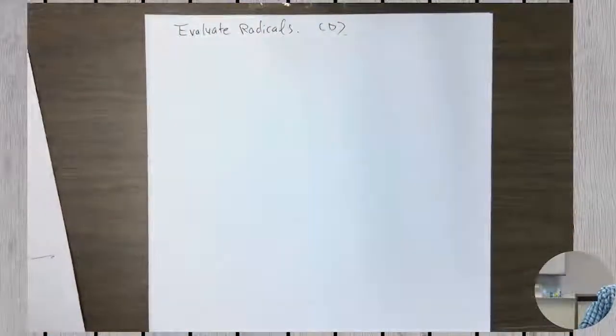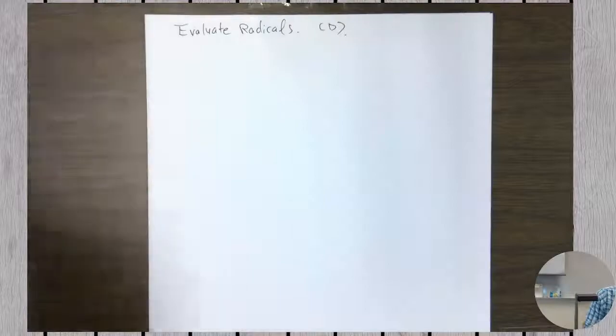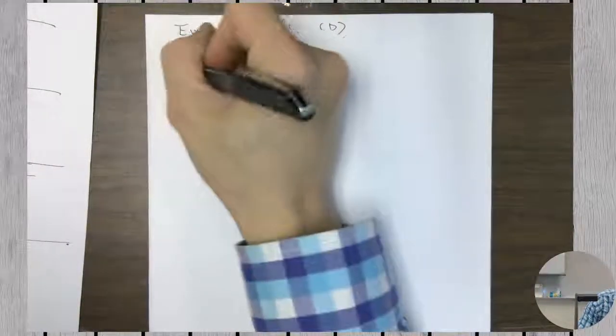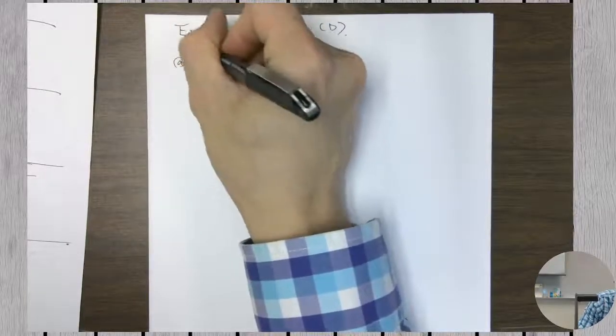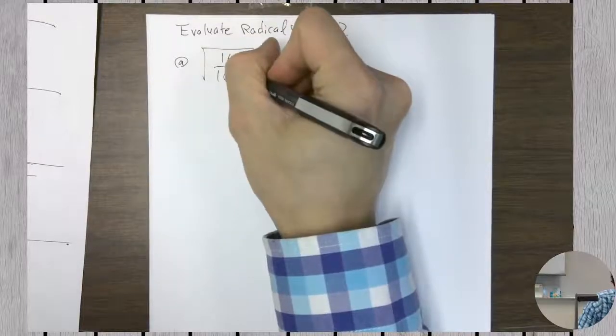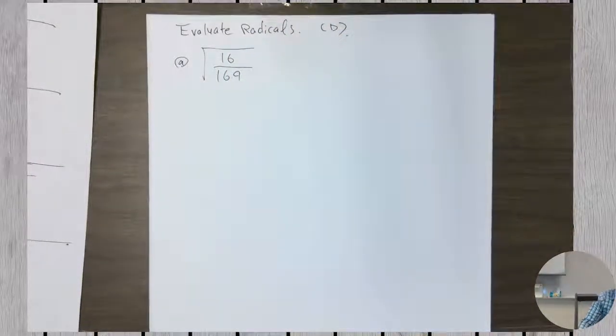So I'm just going to work through some of the questions you have in your printout, and let's work it that way. So question number 1A, you have under radical a fraction. What do you do when you have that, right?